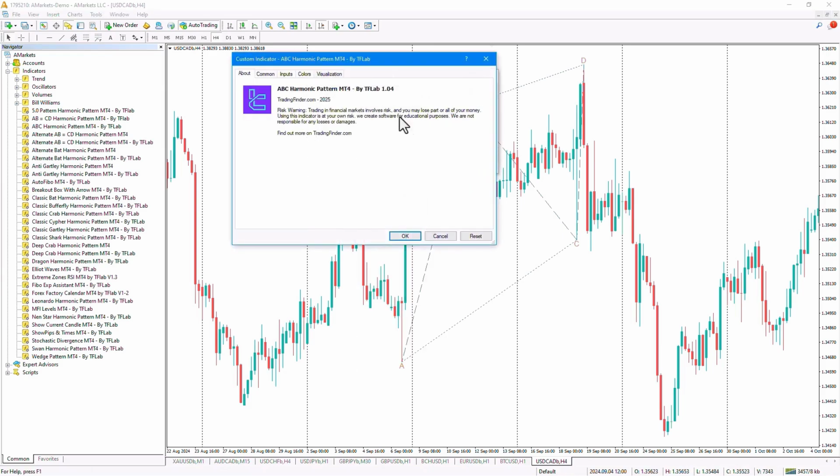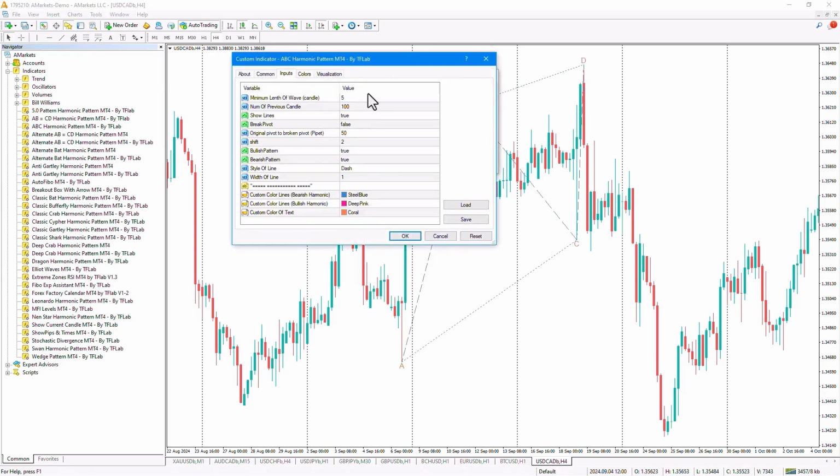In the Settings section, under the Input tab, there are options available for us. In the first part, we can set the minimum wavelength, which here is based on the parameters of the zigzag indicator. The zigzag indicator has three parameters, and in this section, we can only adjust the first parameter, while the other two parameters are hard-coded in the calculation section.